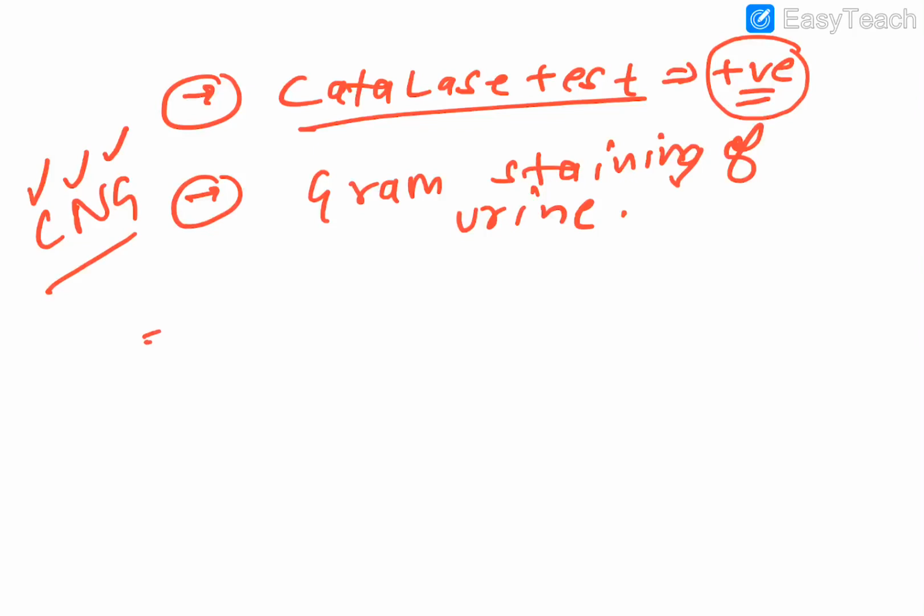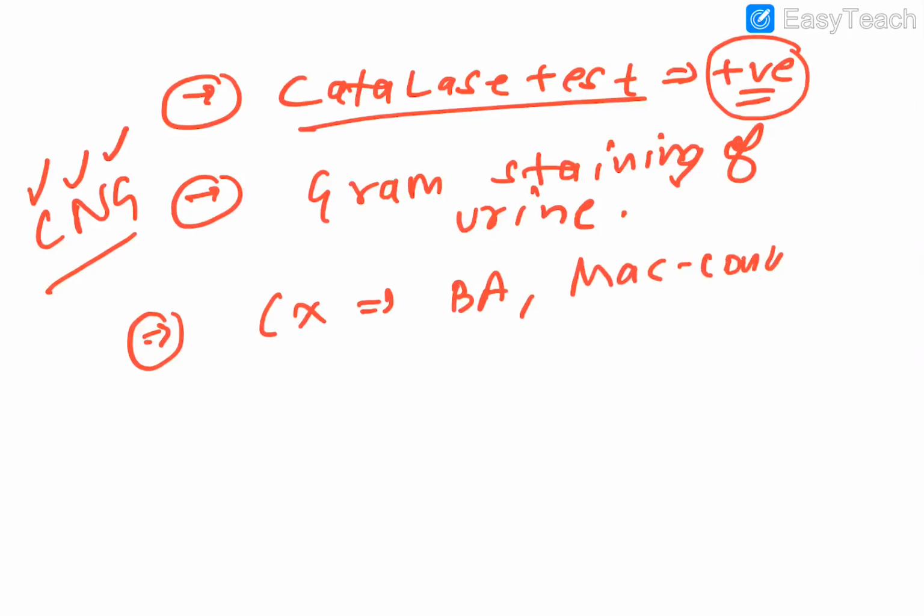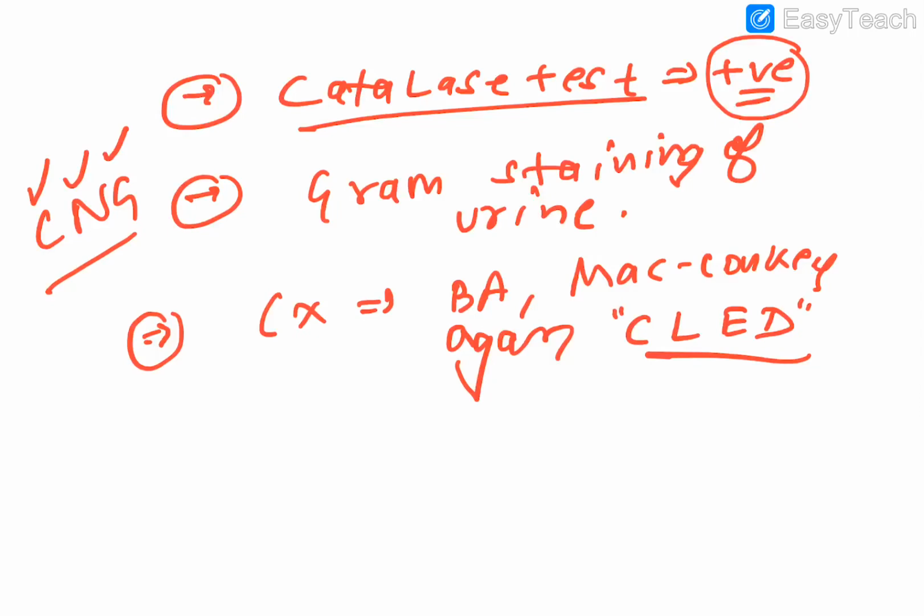Okay, and then you go for the culture, and the culture is mainly done on what? It can be done on the blood agar, it can be done on the McConkey agar. And guys, the favorite question is becoming what? What is the other one which you use? The other one is CLED. And what is CLED? The CLED is cysteine lactose electrolyte deficient agar. That is the CLED. Cysteine lactose electrolyte deficient agar.